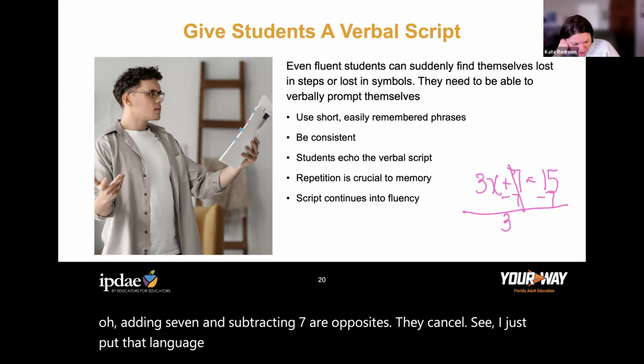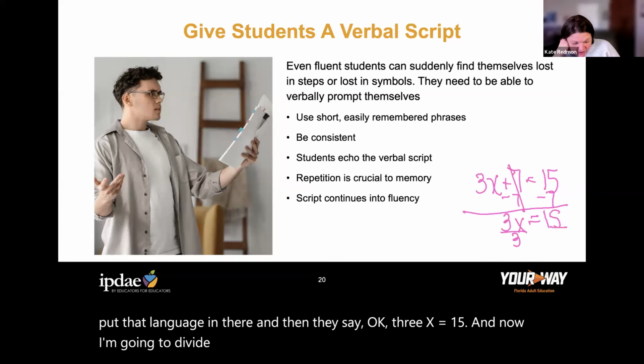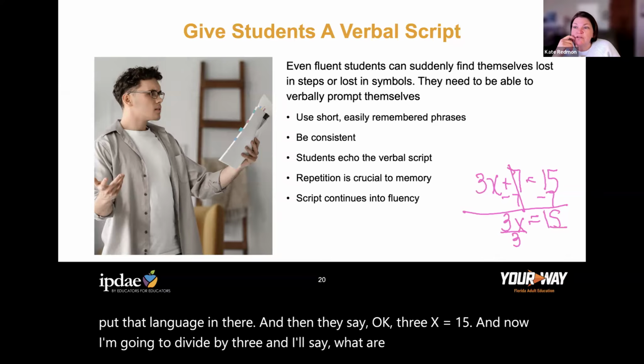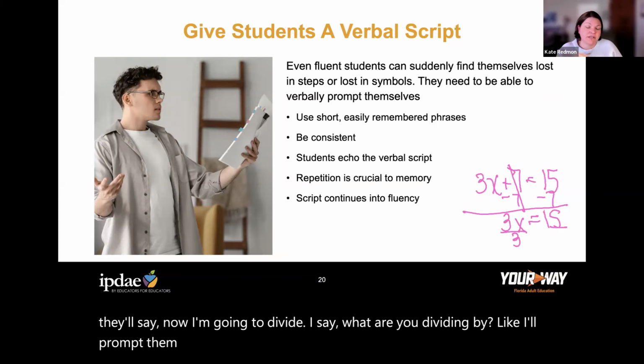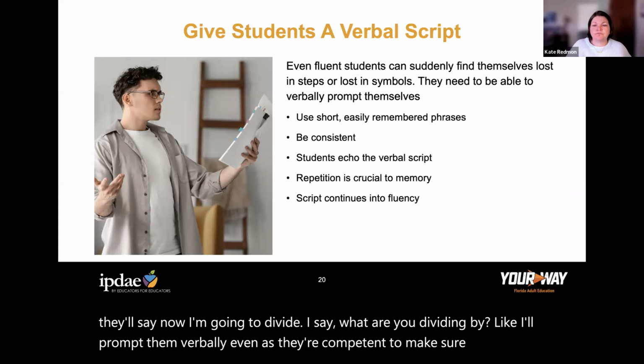And then they say, okay, 3x equals 15. And now I'm going to divide by 3. And I'll say, what are you dividing by 3? Or they'll say, now I'm going to divide. I say, what are you dividing by? Like I'll prompt them verbally, even as they're competent, to make sure we know what's going on.